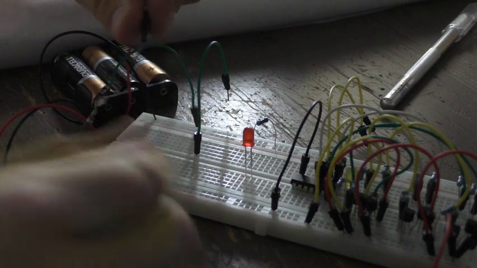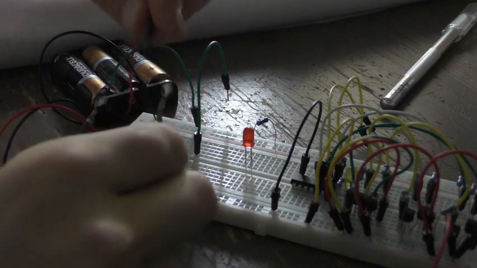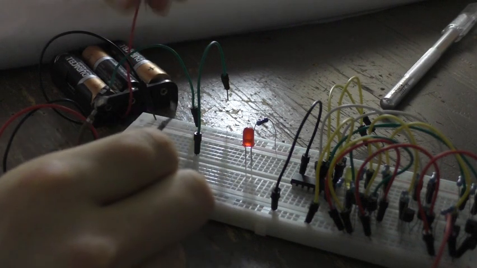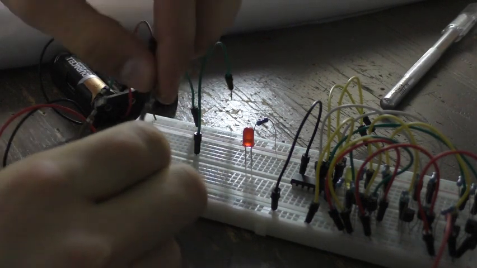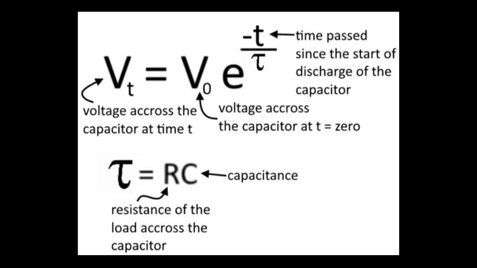Now, the question that all of you are probably asking is, what is the capacitance of this thing? Since I do not have a farad meter, there's only one way to know. That is to measure the time it takes for the voltage or current to drop by 1/2 or 1/4, and from there deduce the constant tau in the equation of voltage and current discharge of a capacitor, and rearrange the equation for tau to find the capacitance.